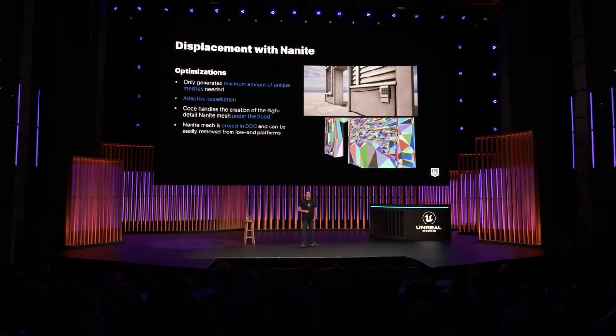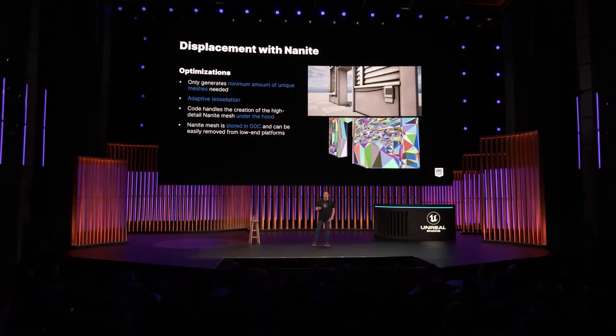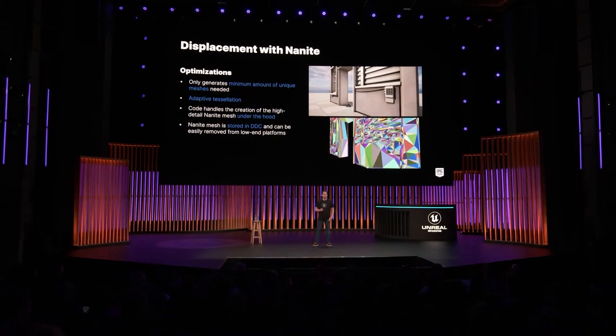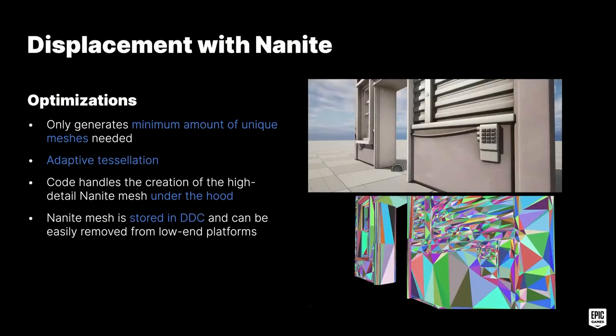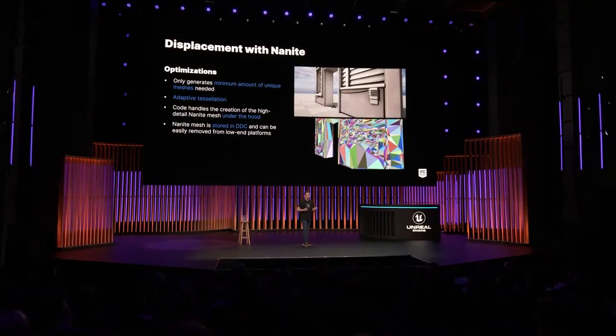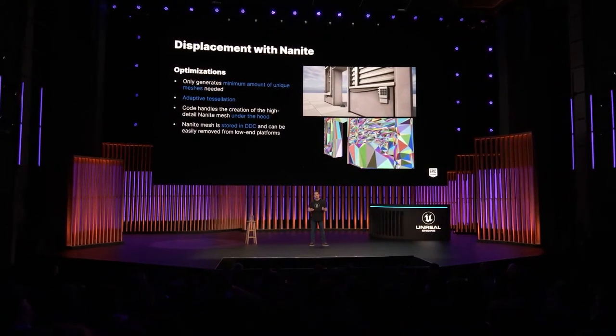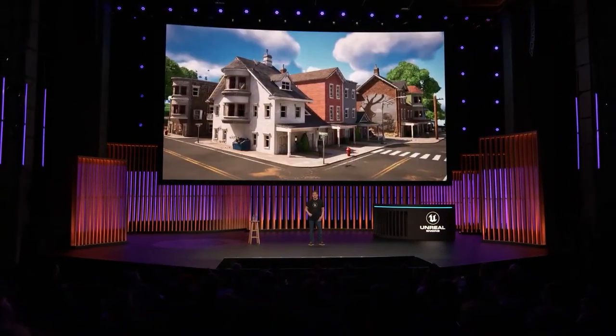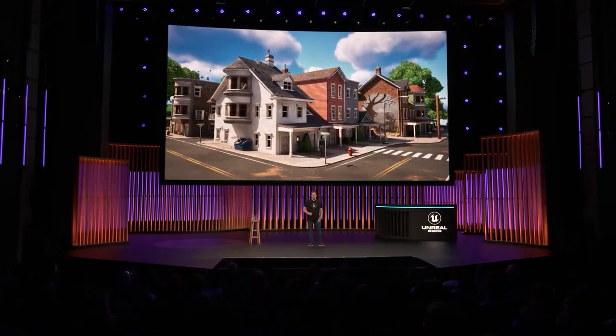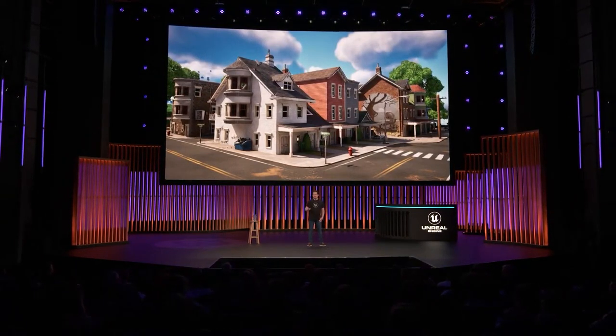This system allowed us to optimize it even further. It only generates the minimum amount of unique meshes needed. Then our engineers added adaptive tessellation, which reduced the vertex count of our displaced meshes by a lot and reduced the overall memory usage. This is all handled under the hood. And our artists don't even have access to the high detail mesh in editor. The high detail mesh gets stored directly in the DDC and can be easily removed from platforms that don't even use Nanite. All of this lets us create these incredibly high detailed environments with a rather low impact on the artist's workflow.